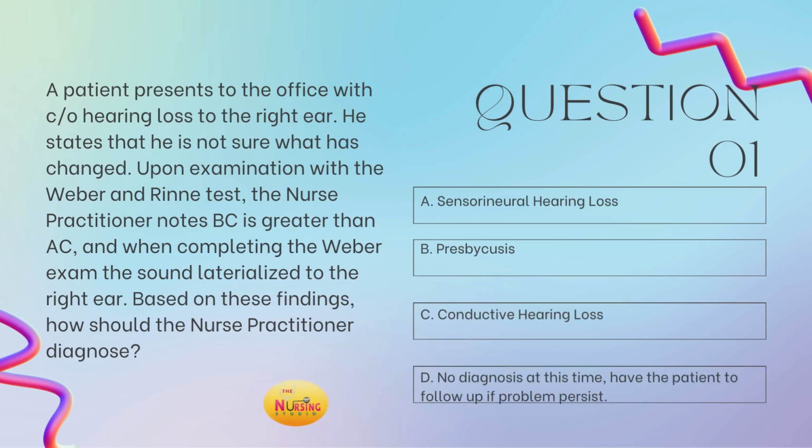All right, so question number one states: a patient presents to the office with complaints of hearing loss to the right ear. He states that he is not sure what has changed. Upon examination with the Weber and Rhine test, the nurse practitioner notes that BC is greater than AC, and when completing the Weber exam, the sound lateralized to the right ear. Based on these findings, how should the nurse practitioner diagnose? Is it A, sensory neural hearing loss, B, presbycusis, C, conductive hearing loss, or D, there's no diagnosis at this time, have the patient follow up if the problem persists? Take a moment and tell me what you got in the comments.